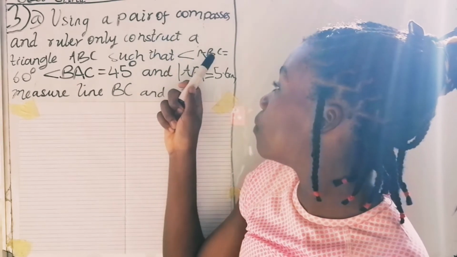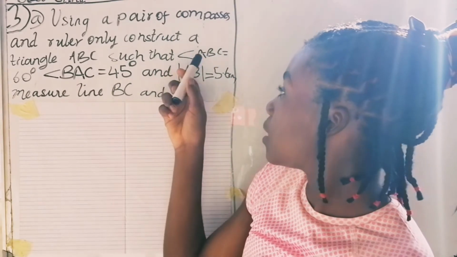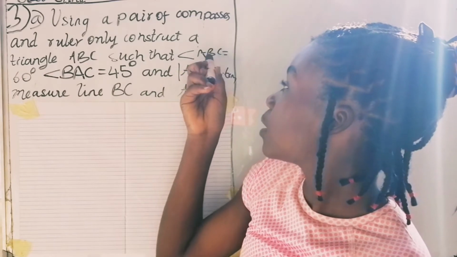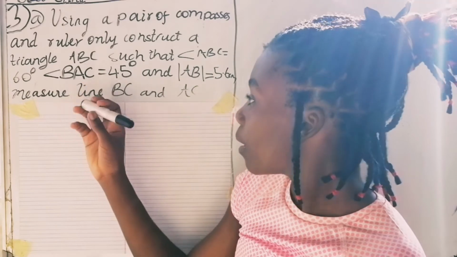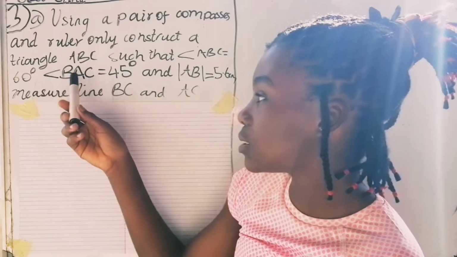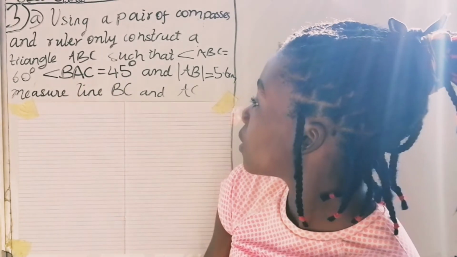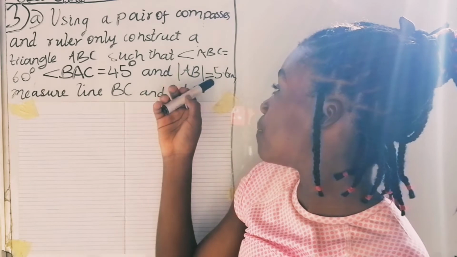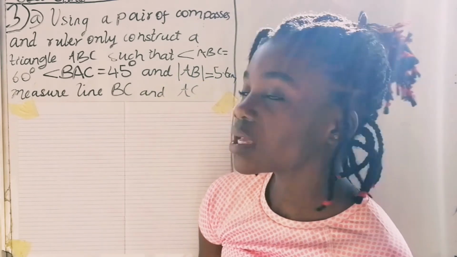Actually, this angle B, so the ABC here in the middle is B, so we're talking about angle B and angle A equals, okay, anyway, back to where I was. Angle BAC, this means angle A equals 45 degrees and line AB equals 5.6 centimeters. Measure line BC and AC.